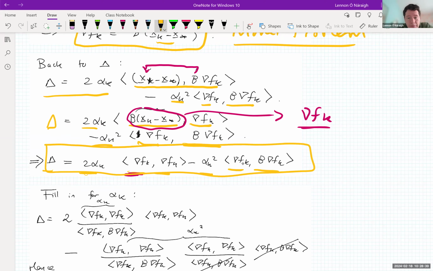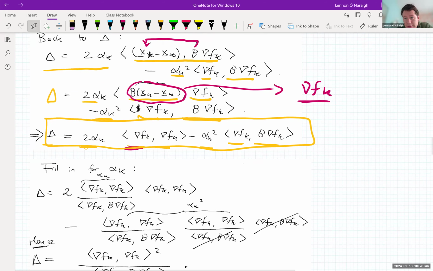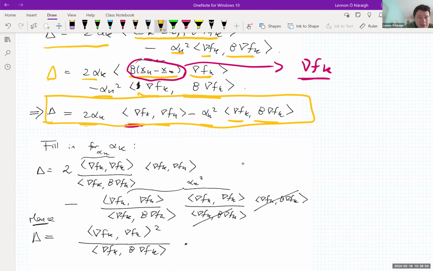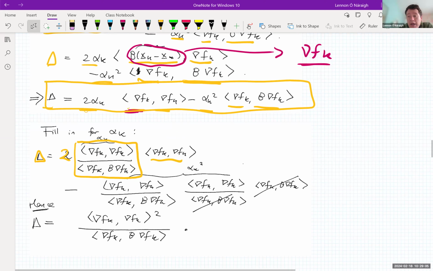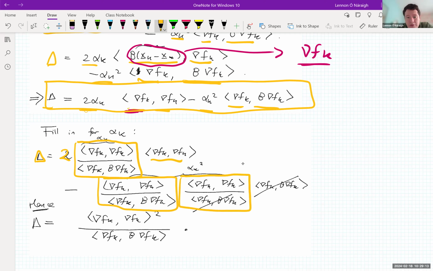And the next step is to fill in for the optimal value of alpha k, which I stated previously, and it's known exactly for the model problem. So delta is 2 alpha k, and I fill in here the analytical expression for alpha k times grad f scalar product with grad f, and then minus alpha k squared. So it's alpha k times alpha k. So this is the analytical expression times grad f scalar product with B grad f.